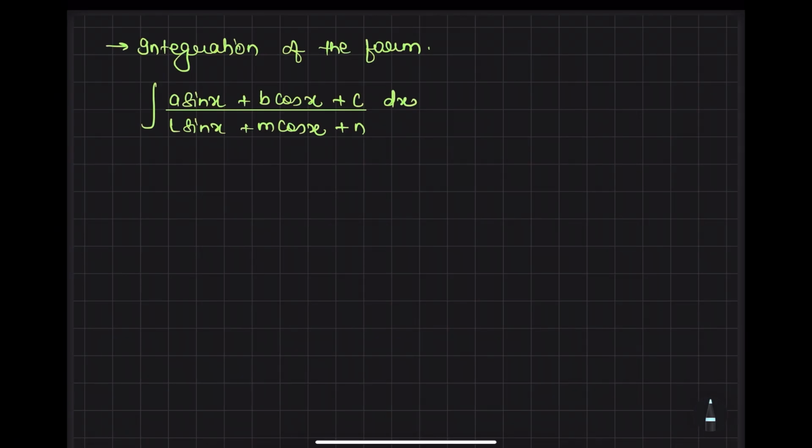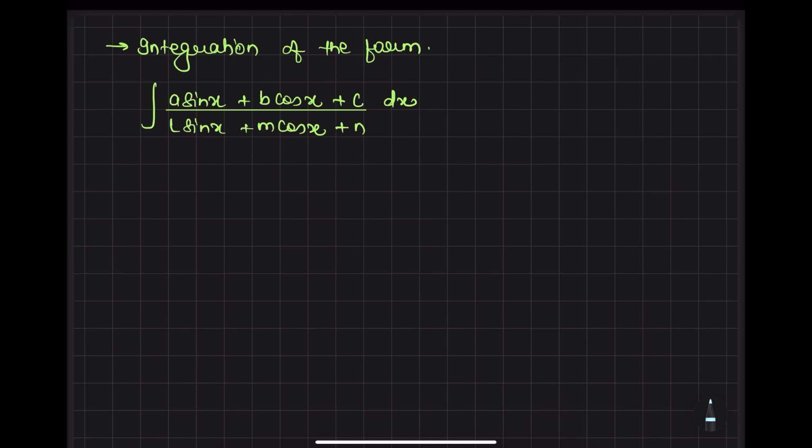So we have to understand the integration of the form where you will have sine and cos in the form of a linear expression in the numerator as well as in the denominator. You can expect the same kind of question when you are talking about linear, quadratic, cubic polynomial functions, and you can apply a similar concept over here as well.